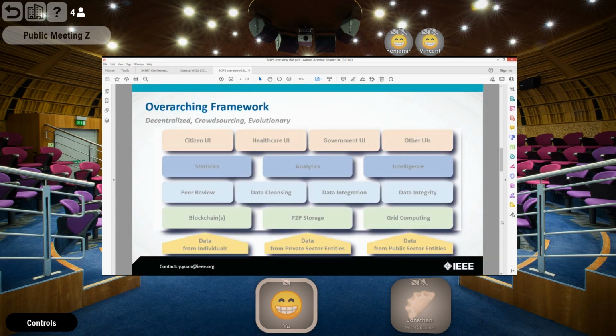What we are doing is that we designed an overarching framework. It's basically a decentralized framework, with the idea of crowdsourcing data, and also the entire platform should be evolutionary. So you can say that we have data from individuals from the bottom to the top. We can have data from individuals, from private sector entities, and from public sector entities. And all of this data will be put onto blockchain in order to be processed in a decentralized way.